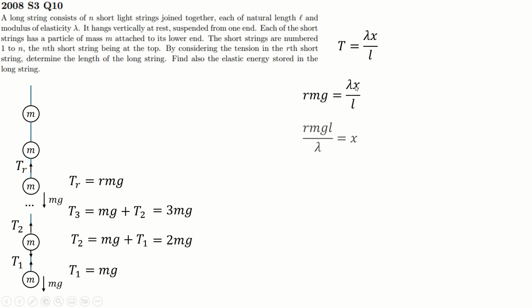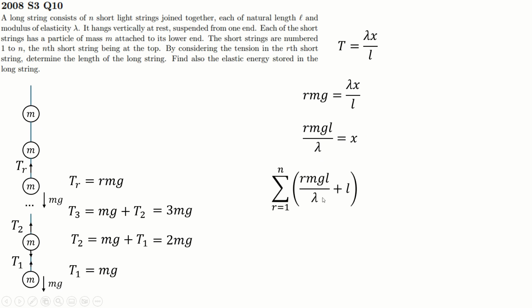If I rearrange for x, that's going to be the extension in the rth string, which means, of course, that since the extension is proportional to r, the extension in the first string is going to be less than the extension in the rth string, which kind of makes sense. The top one's being extended out by more because there's more stuff beneath it. So that all works. So, okay, we've got a bunch of different x's, all slightly different to each other based on which position they are in the system.